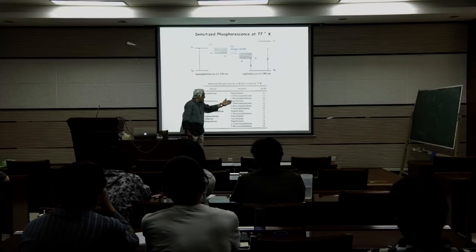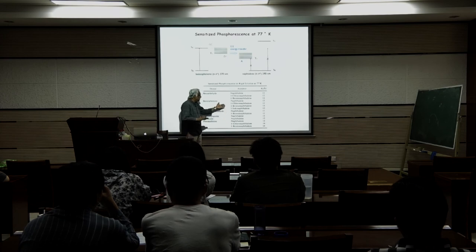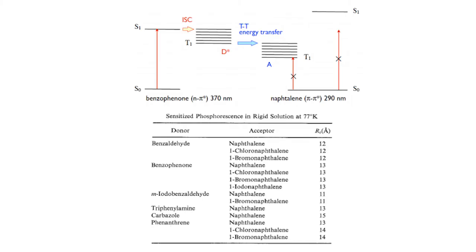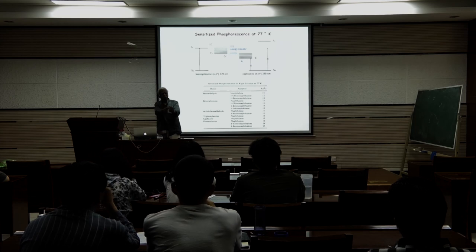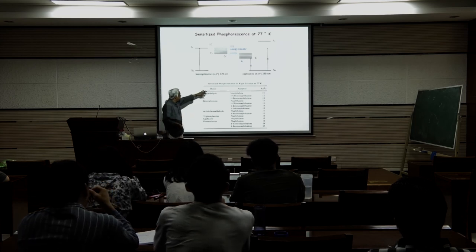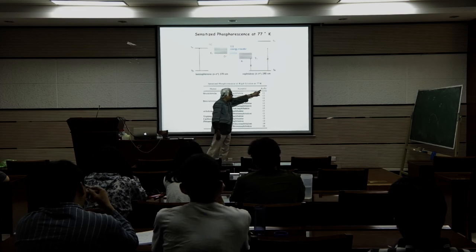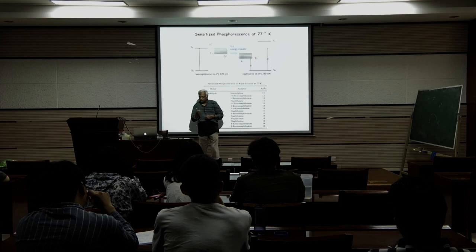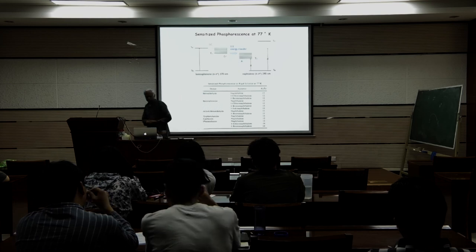The distance is independent of the compound. For example, you can take benzophenone with naphthalene, bromonaphthalene, iodonaphthalene, and always the distance is about 10 angstroms. Or you take phenanthrene, all these compounds. Basically, the two molecules have to come within about 10 angstroms for energy to get transferred from the donor to the acceptor. Somebody calculated the distance from the emission spectrum, so it clearly tells you the distance has to be close.